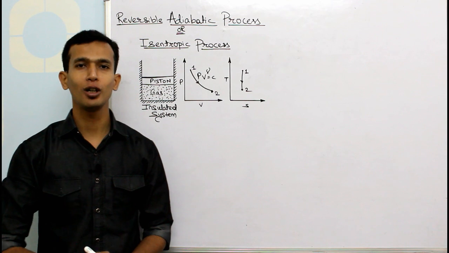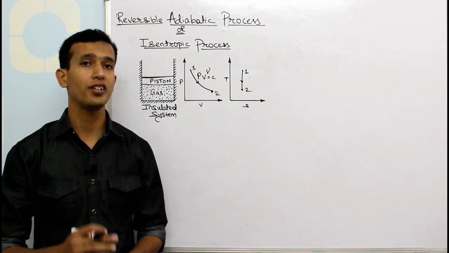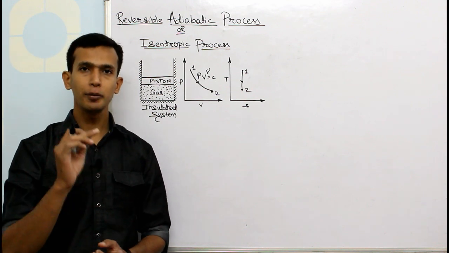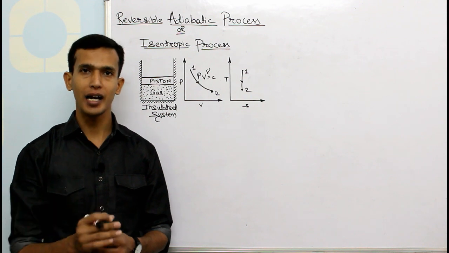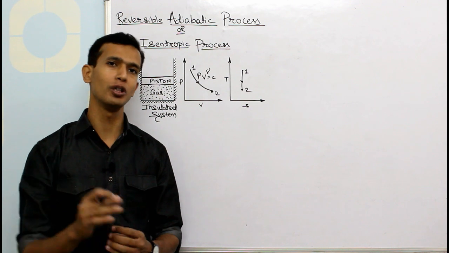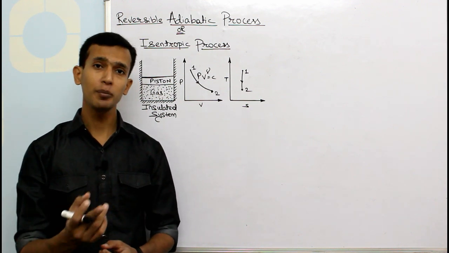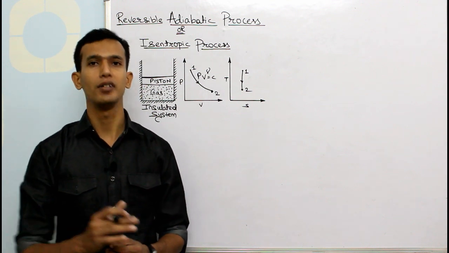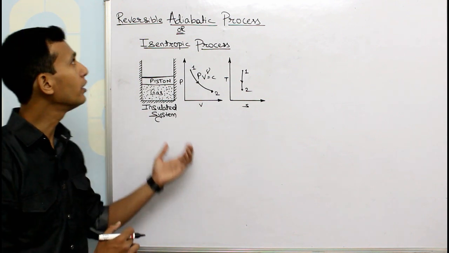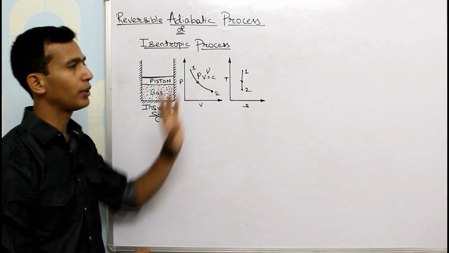For today's video, the topic of discussion is the reversible adiabatic process, also called the isentropic process. Now, as per the definition, an adiabatic process is one carried out in such a way that there is no heat interaction between the system and the surroundings throughout the process. An adiabatic process can be reversible or irreversible. In today's video, we will consider the reversible adiabatic process, which is also called the isentropic process.